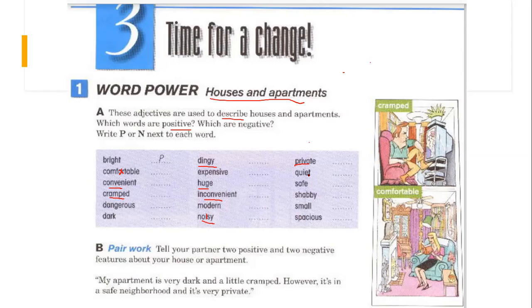All right, okay. Next one. Quiet. Okay, next. Safe. All right? And after this is shabby. Shabby means un lugar bien descuidado con las paredes que se están cayendo y todo eso. That's a shabby place. Oh, okay.